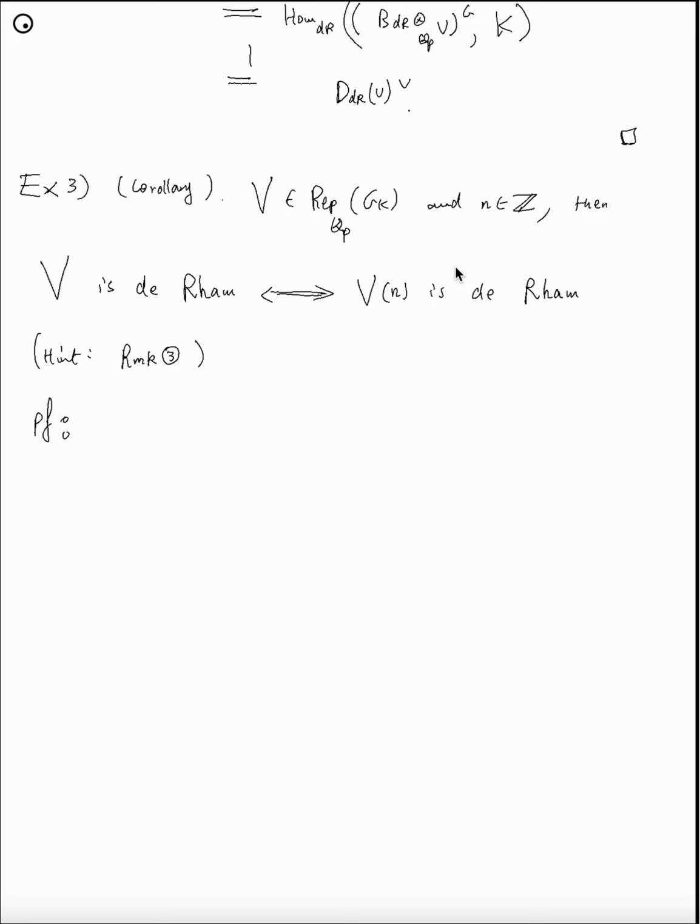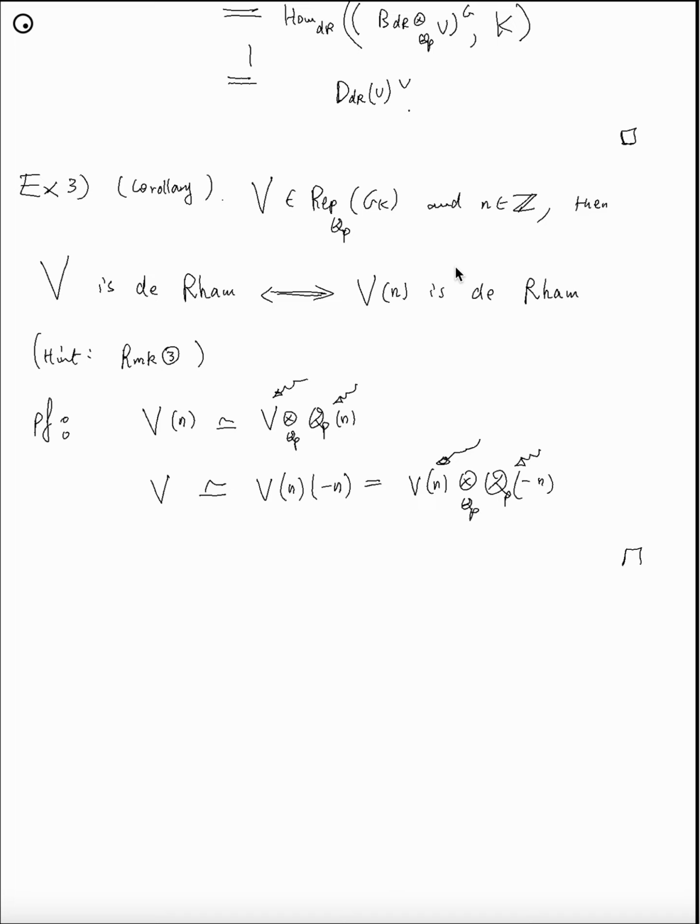So let me write the proof. V(n) is just isomorphic to V tensor Q_p(n), right? That's it. On the other hand, V is isomorphic to V(n)(−n), and this is just V(n) tensor Q_p(−n). So if V is de Rham and this is known to be de Rham, this implies V(n) is de Rham. Conversely, if V(n) is de Rham, because this is de Rham, it implies V is de Rham. So we are done.